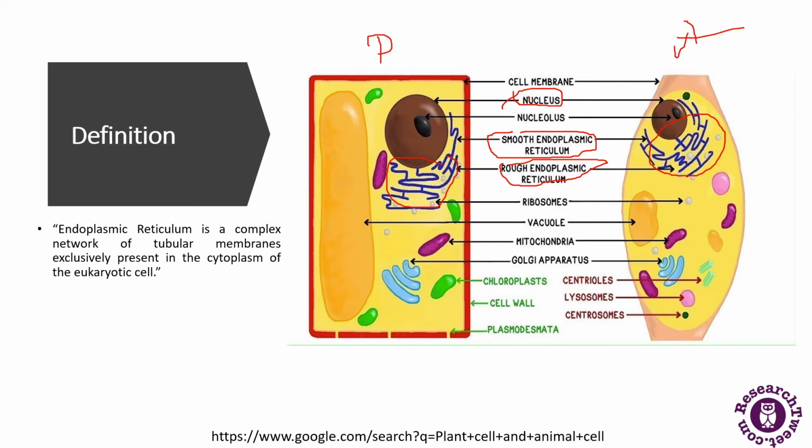And if I take the examples of this, then except for the sperm cells and the red blood cells, the endoplasmic reticulum is observed in every other type of eukaryotic cell. Eukaryotic cells have been divided into two parts, that is the plants and the animals, and both of these structures have been defined here.